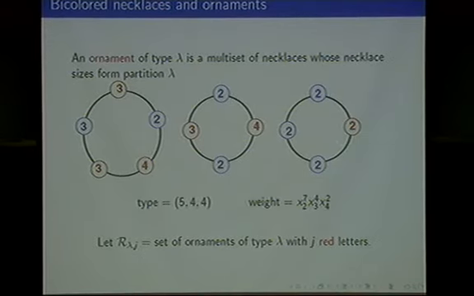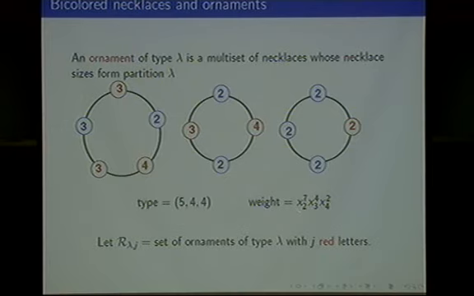The weight of a necklace is going to be, we count the number of 2s. There are 7 2s, 1, 2, 3, 4, 5, 6, 7. So that's x2 to the 7th. Count the number of 3s, x3 to the 4th, and so forth. That's what the weight is. It tells you how many letters there are of each value.